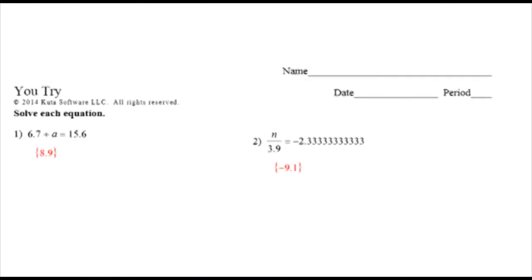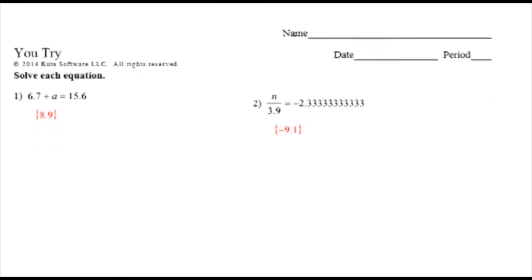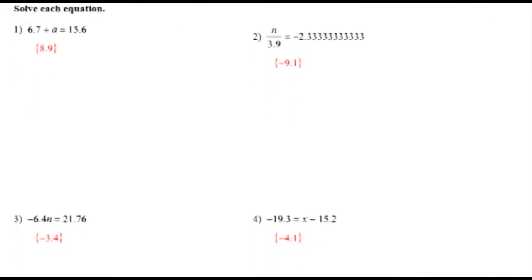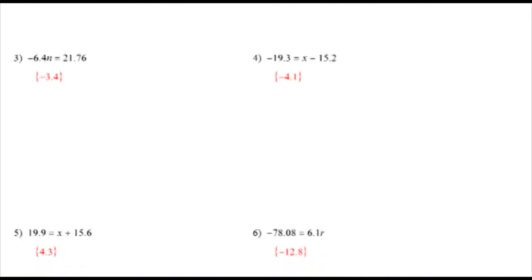Welcome back. Answer number 1, you should have gotten 8.9. Number 2, negative 9.1. Number 3, you should have gotten negative 3.4. Number 4, negative 4.1. Number 5, 4.3. Number 6, negative 12.8.